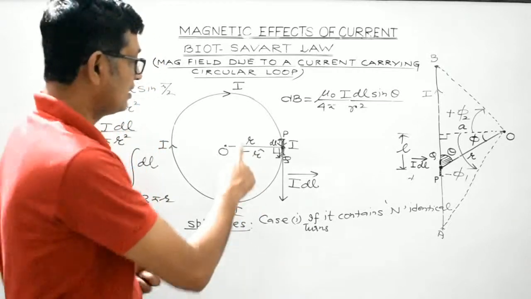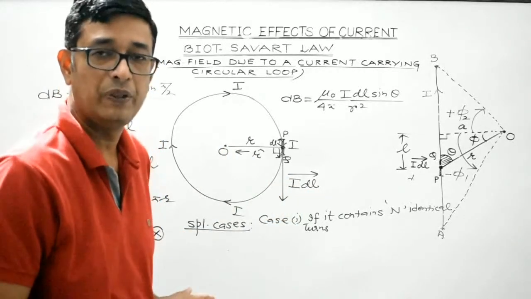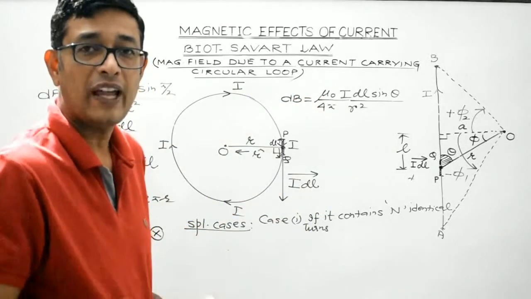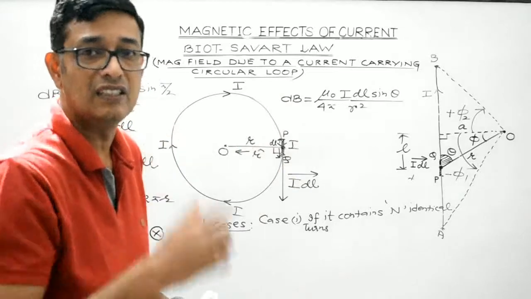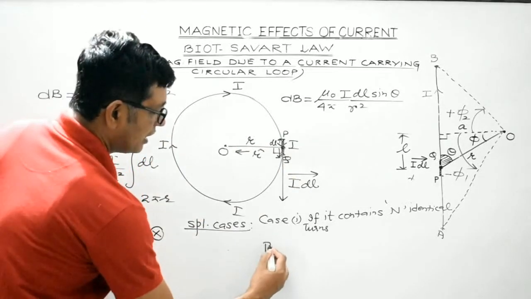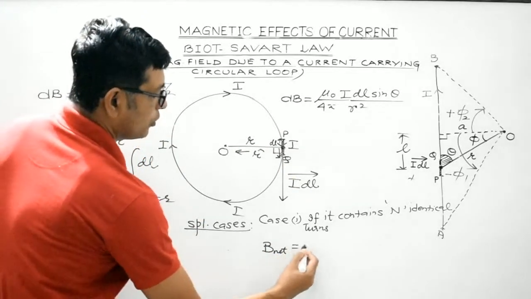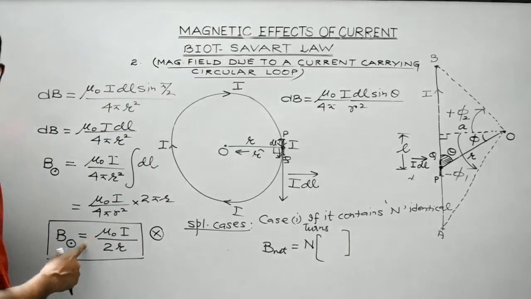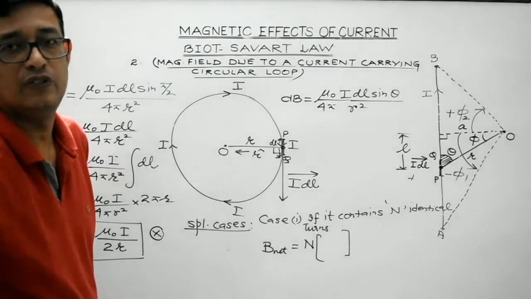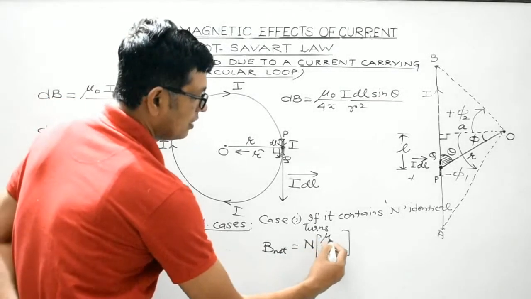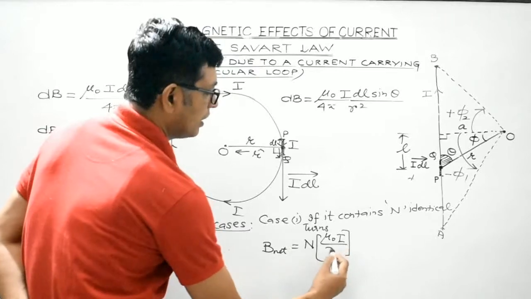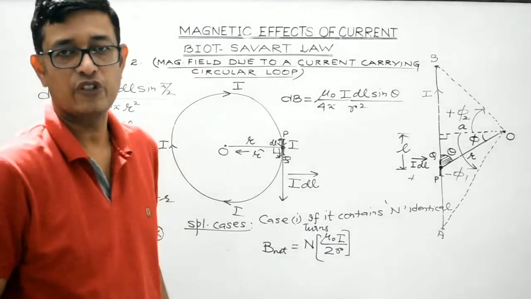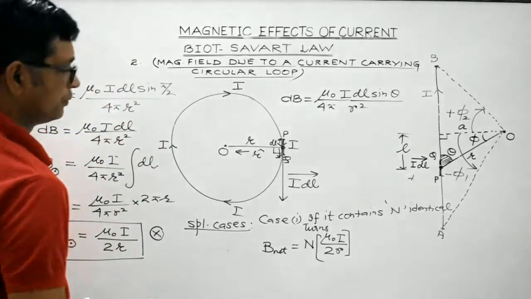So net magnetic field at the center, when it contains n identical loops, would be B plus B plus B plus B, n times. So it will be equal to n times the magnetic field due to a single turn. So in this case, the net magnetic field would be given by n times the magnetic field at the center due to a single turn of the loop. Right? So that is mu naught I divided by 2r. R is the radius of the loop under consideration.